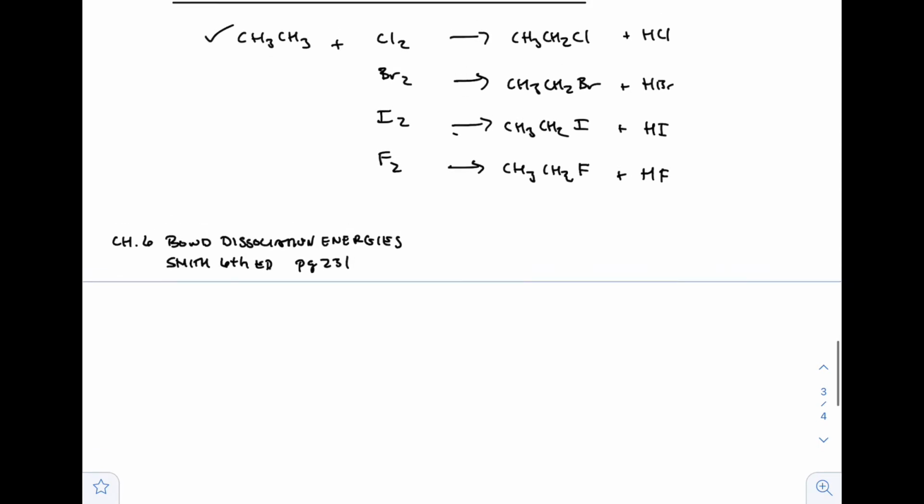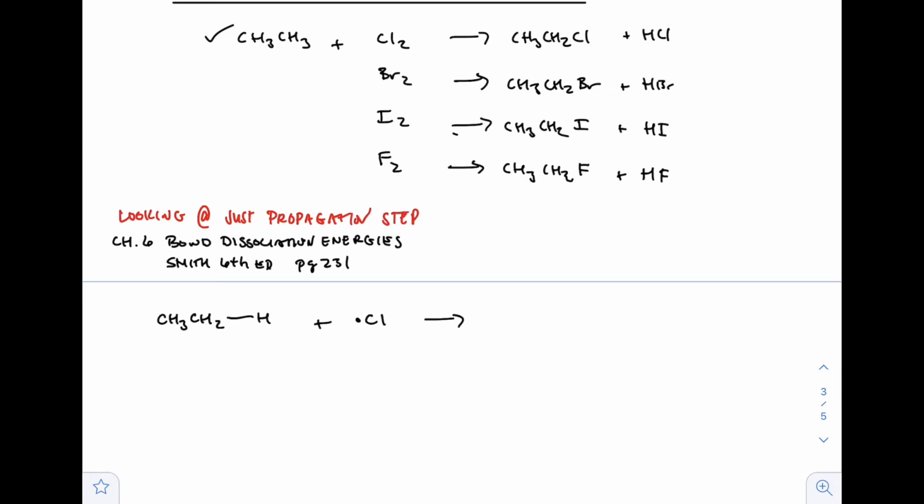And what we're going to be using is chapter 6, bond dissociation energies. If you're using Smith's 6th edition, that's page 231. If you're using something else, then look in the index for bond dissociation energies. Super easy to find. And we're going to show why chlorination and bromination are the only synthetically useful halogens to make alkyl halides, right?